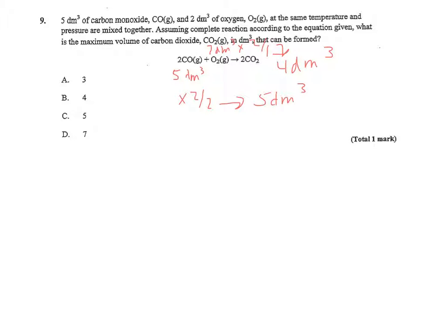So again, I don't add the 5 and 2 together. I don't add the 5 and 4 together. I simply compare how much product each reactant could make. And this one makes less, so it limits the reaction to be 4 decimeters cubed.